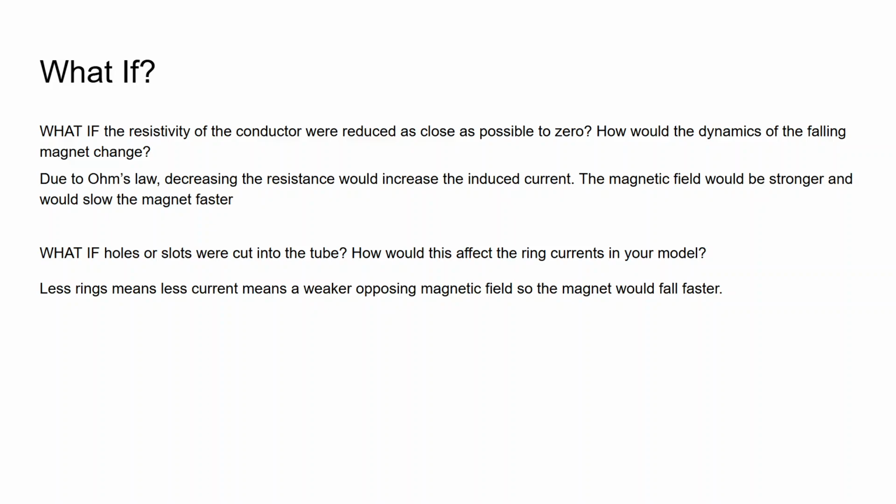What if holes or slots were cut out into the tube? How would this affect the ring currents in your model? Less rings mean less currents, means weaker opposing magnet fields, so the magnet would fall much faster.